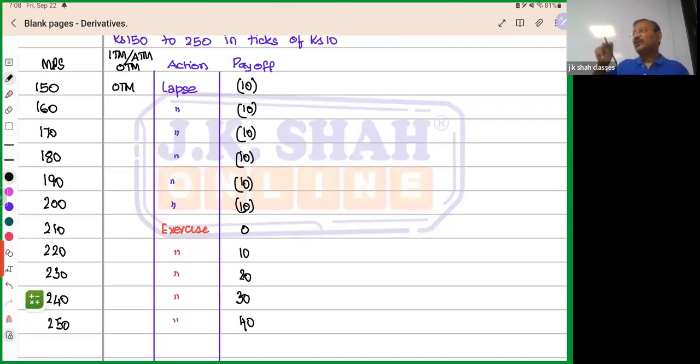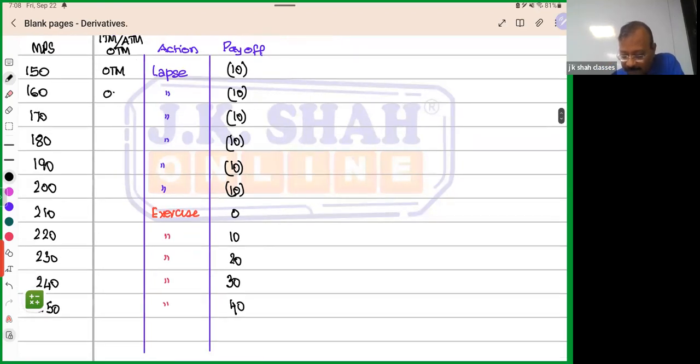Now, this is something you need to remember both ways. That is, if the option is out of the money, the buyer will lapse it. Or, in other words, if the buyer is lapsing the option, that means it is out of the money, right? Which means this option will be out of the money here.